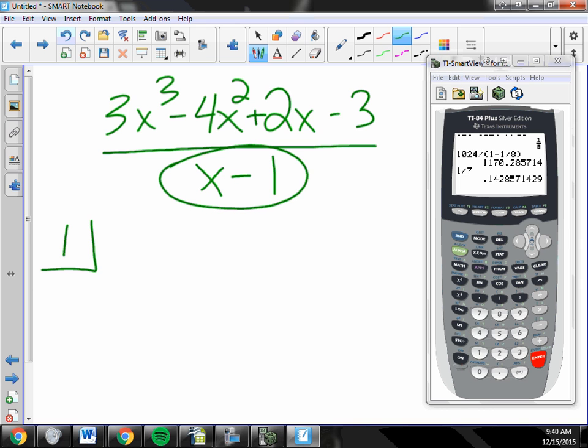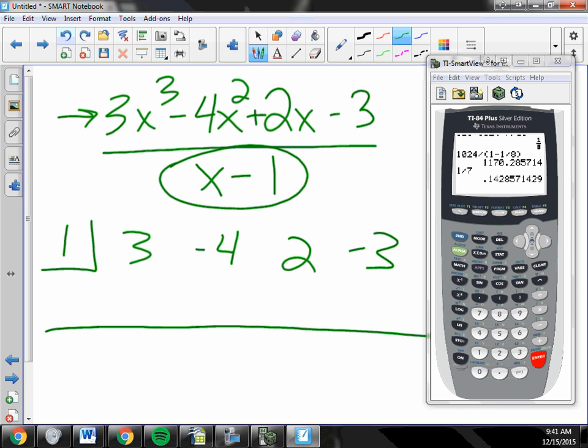And then we list all of the coefficients for the numerator, checking to see if we skipped any terms. If we look at this polynomial, did any of the terms get skipped? No. If the terms do get skipped, you have to represent them with a 0. So 3, negative 4, 2, and negative 3. Now you leave a space for one more row, and you draw the division line. And then all you do is drop the first one. So we bring down the 3.